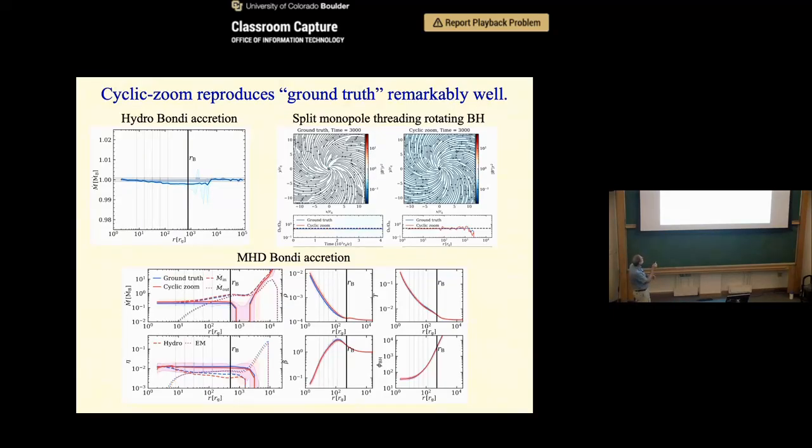So this shows you the radial profile of the accretion rate in a hydro test. For MHD, there's the Blandford-Znajek solution. You can compare that you get that as a steady state. Cyclic zoom settles down to the Blandford-Znajek solution with the right Poynting flux and the right field geometry, again, after only a few cycles. So it reaches these steady state solutions immediately. And then even unsteady solutions, as soon as you add MHD to the Bondi solution, it's no longer a steady state solution anymore. It's no longer an analytic steady state.